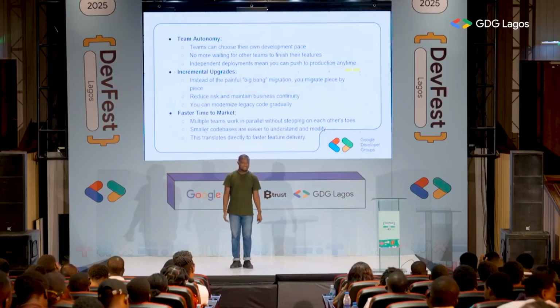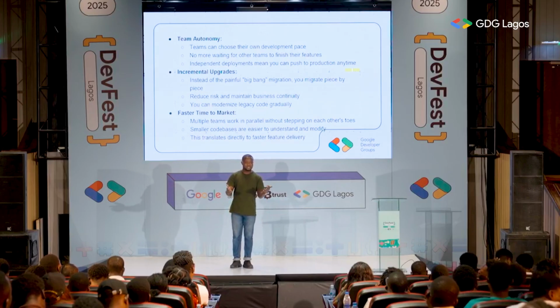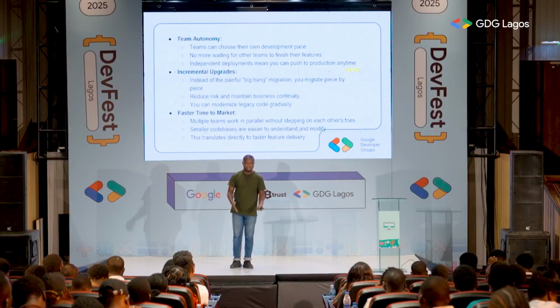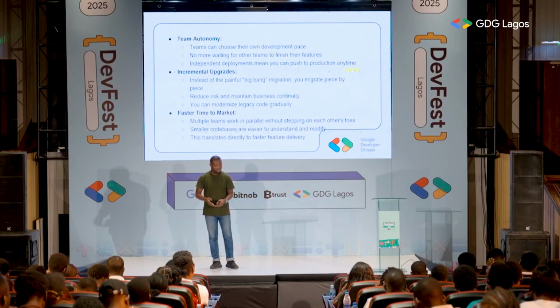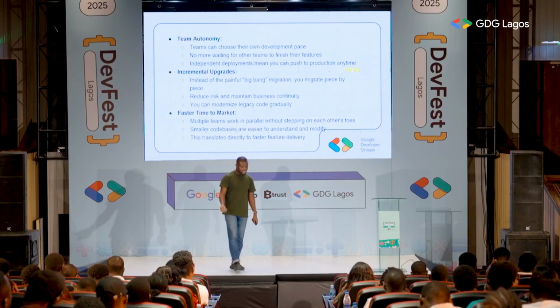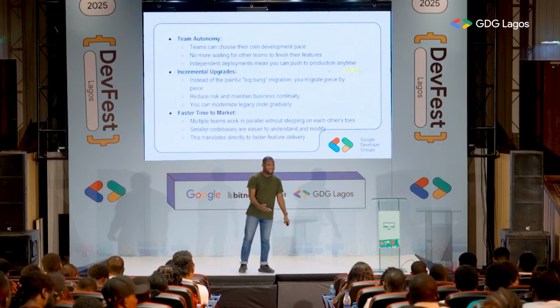Do you understand? So in case you are working with a mono repo, with micro frontend, it's quite easy. By the time you are done with your feature, you can talk to your line manager, okay, I think I'm done with this. Maybe it's only the cart feature that you are working on. Boss, let's take this feature to production. So it's quite easier: incremental upgrade, faster time to market.